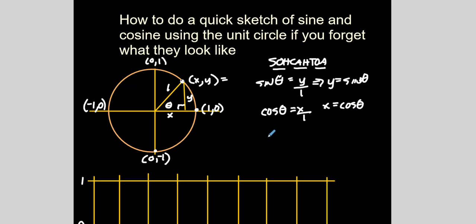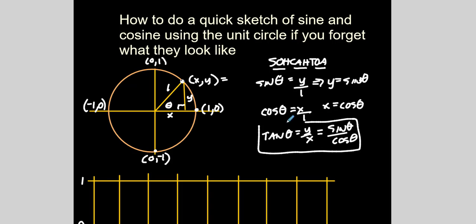And then while we're at it, let's talk about tangent. Tangent theta. Tangent is TOA, which is opposite over adjacent, which is y over x. But y is equal to sine theta, and x is equal to cosine theta. So this is a very important fundamental trig identity, that tangent theta is sine theta over cosine theta.